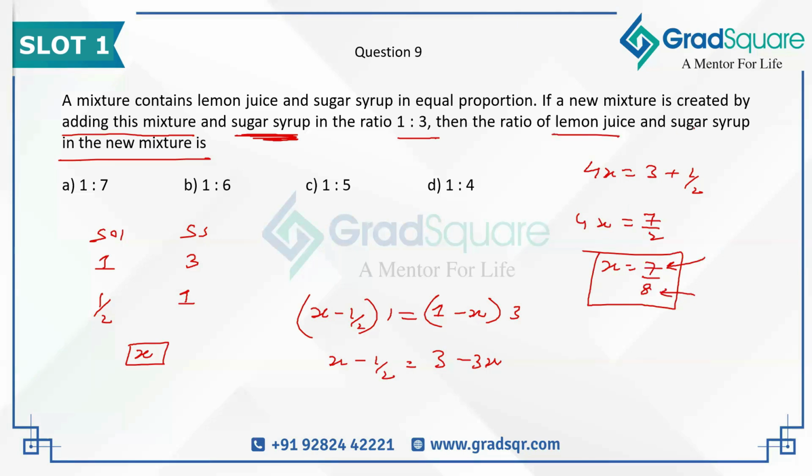Then the ratio of lemon juice to sugar syrup in the new mixture should be what? Sugar syrup was 7 parts and lemon juice will be 1 part out of a total of 8 parts. So 1:7 should be the answer to this question.